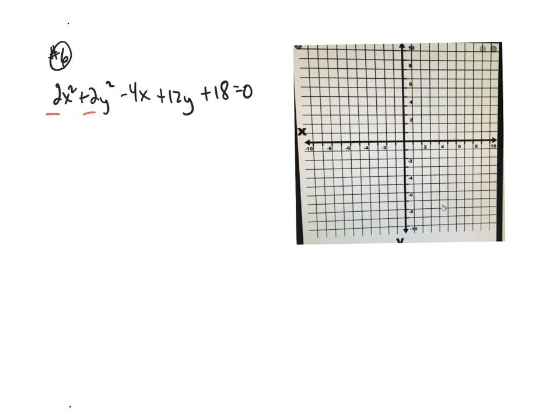Now, the idea would be, again, to put the x's together, so 2x squared and the minus 4x, the y's together, the 2y squared and the 12y, and then move this number to the other side.